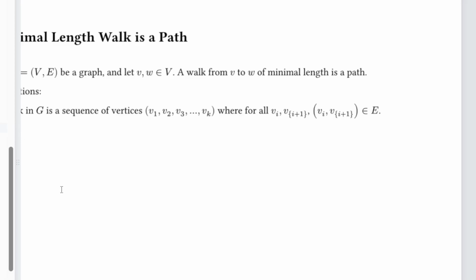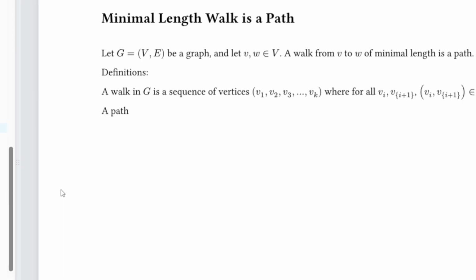Now, what is a path? A path is a walk with all distinct vertices. Okay, now let's get to the main theorem.